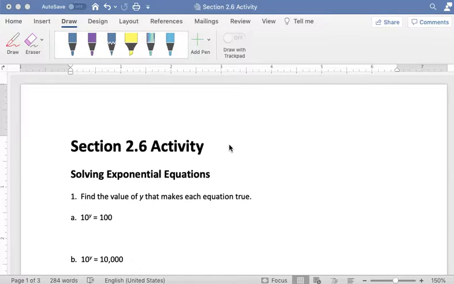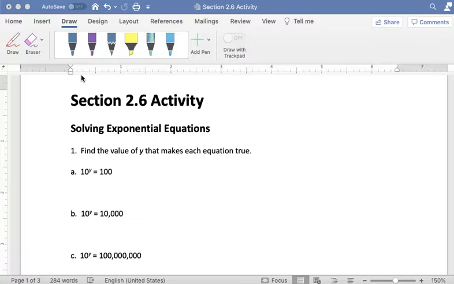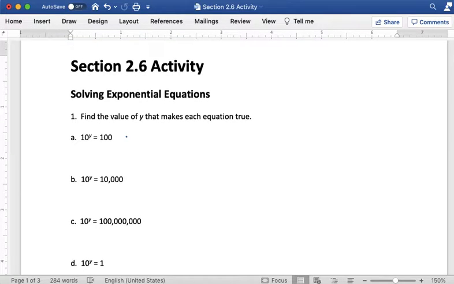In this video for section 2.6, we're going to do the solving exponential equations problem. So our first question is asking us to find the value of y that makes each equation true. And we're starting with 10 to the y equals 100. So what we need to find is the exponent that we would put on 10 to make it equal 100.